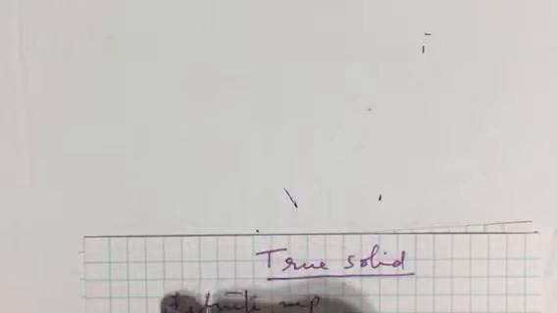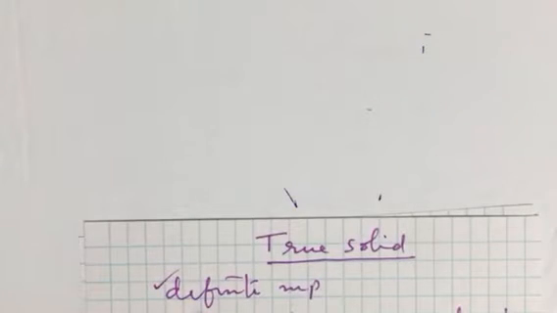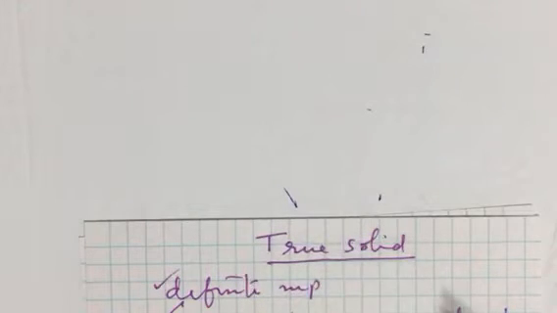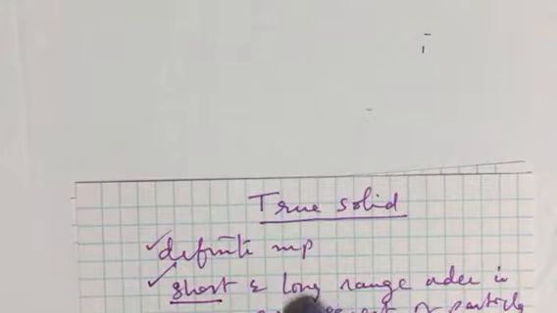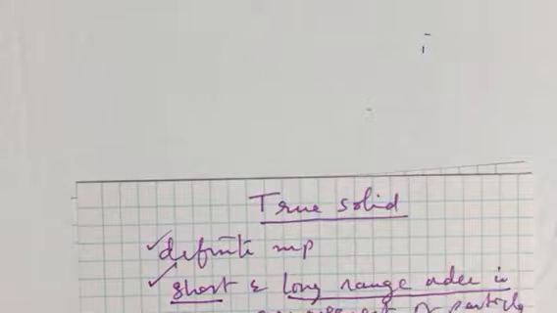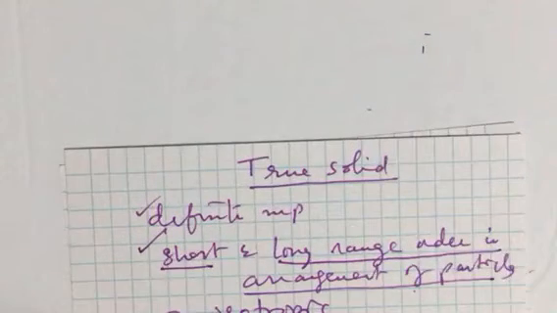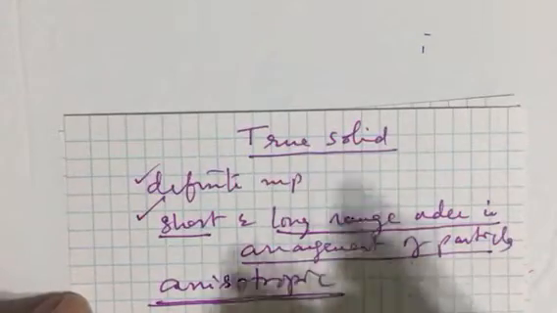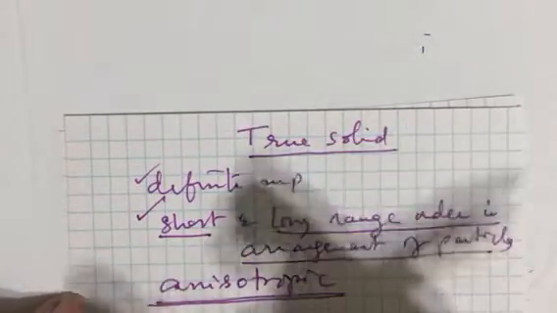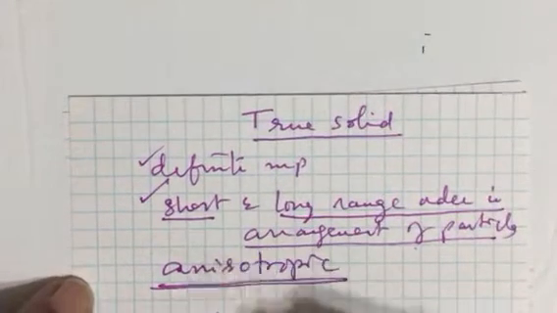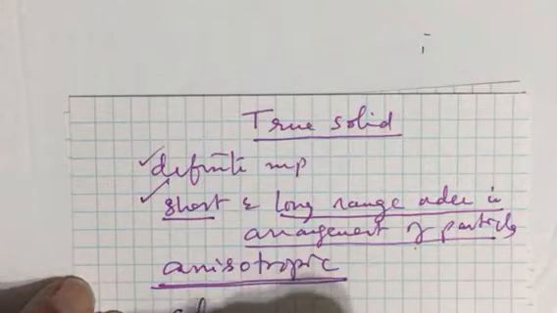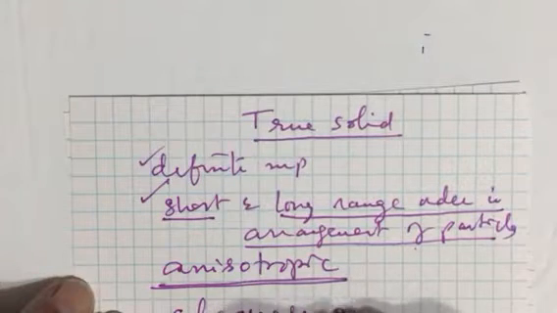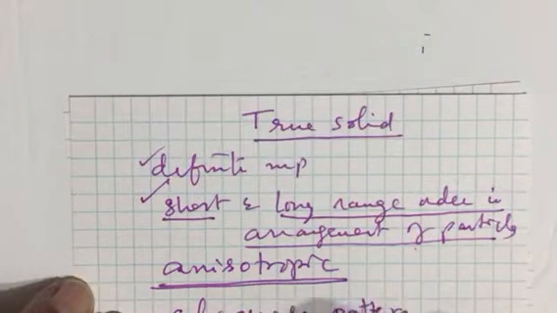True solids have a definite melting point, and of course their particles are closely packed, as if one is touching the other. The arrangement is such that they have short range as well as long range order in the arrangement of particles, and they are said to be anisotropic. Anisotropic means they have different properties in different planes, and they have a definite cleavage pattern. They will cut in certain patterns.